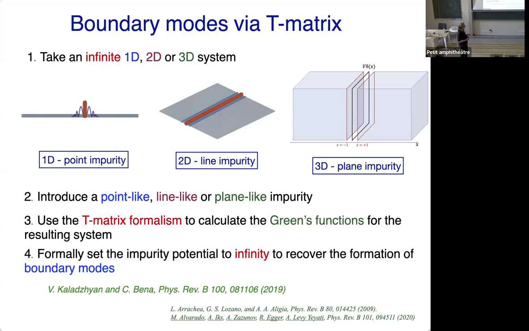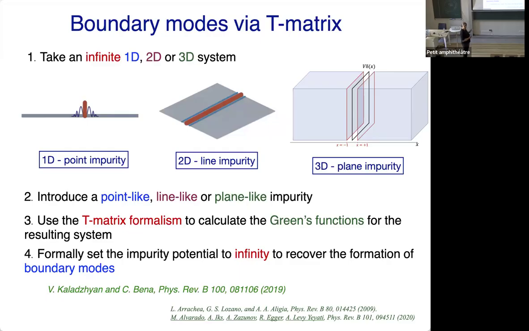Some people use numerical methods to calculate the boundary modes. Some use recursive Green's function techniques and all sorts of other techniques. But in general, it's non-trivial to study the boundary of a given system. So what we do is start from an infinite system, be it 1D, 2D, or 3D, and then we add an impurity in the system. If you have a single localized impurity, you can always use the T-matrix and calculate exactly the Green's function of the system. If the impurity is fully localized, like a delta function, then the problem is exactly solvable, and you can know everything about the system.